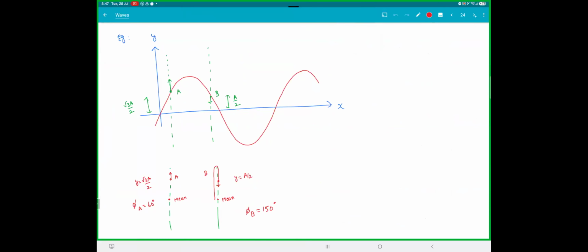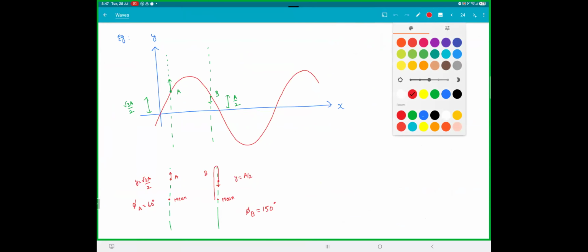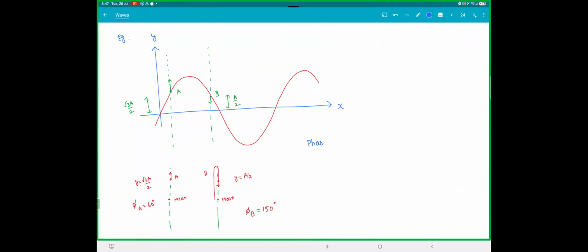Now see what happened. That means particle A's phase is 60, particle B's phase is 150. So what is the phase difference between them? The phase difference between A and B is 150 minus 60. This is the meaning of phase difference. The two particles are doing their SHM, but they are at different angles. This would be 90 degrees. And now we know the phase difference is k delta x, which is equal to pi by 2. k is nothing but 2 pi by lambda, times delta x, equal to pi by 2. Pi will cancel. Delta x is equal to lambda by 4.